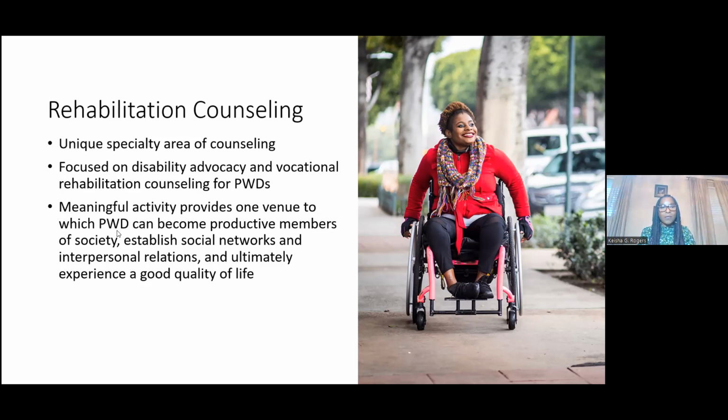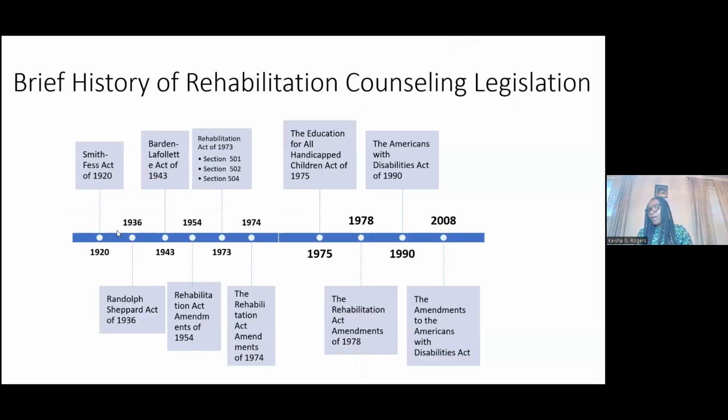And so I think it's important to share a little bit of history about rehabilitation counseling. What you might not know is that rehab counseling is the only field that was legislated into existence. This is just a brief timeline of the history of rehabilitation counseling legislation, but it started with the Smith-Fess Act in 1920, which was the Civilian Vocational Rehabilitation Act, and it established the first VR program for Americans with disabilities.